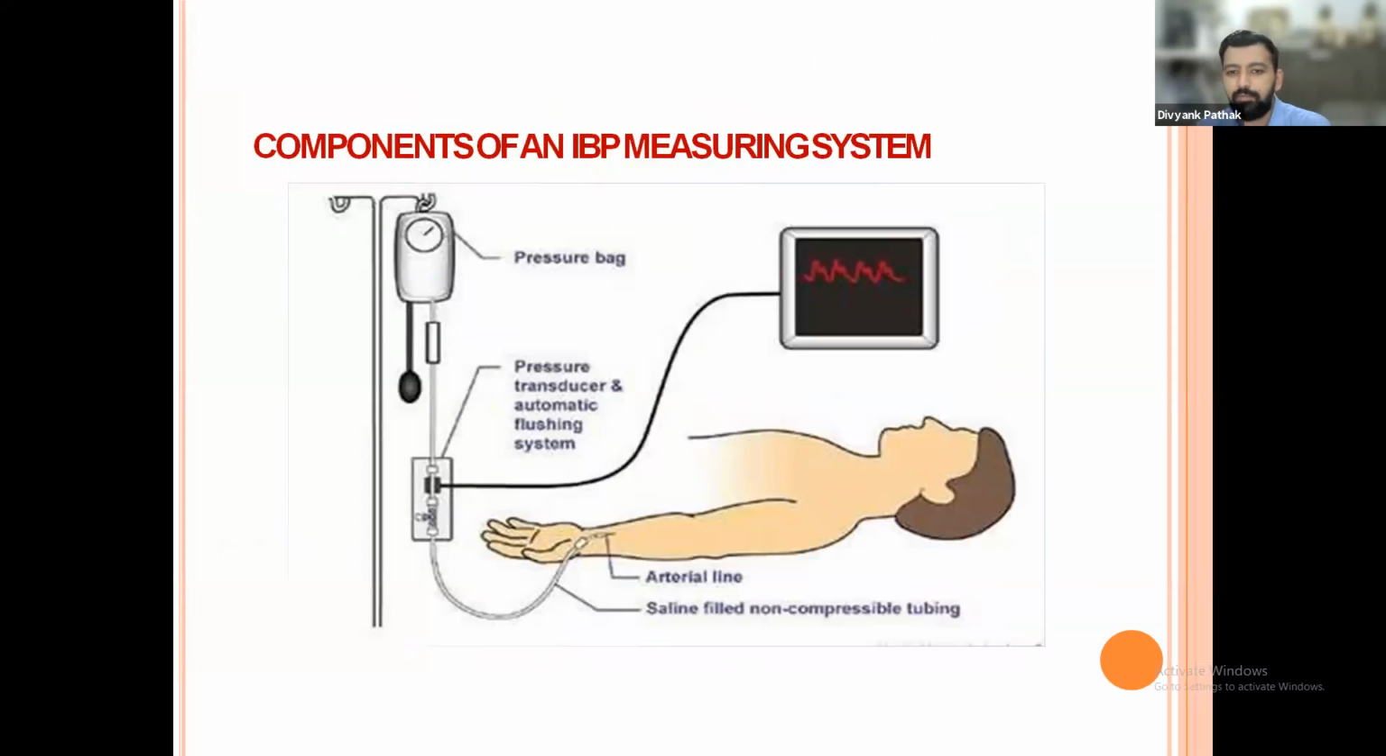So now what are the components of the IBP measuring system? There is an arterial line inserted in the artery. Now there is a saline filled non-compressible tubing. This tubing's characteristics, as I defined, are very necessary for having a good natural frequency. It is non-compressible saline filled tubing. Now this is where the transducer is attached.